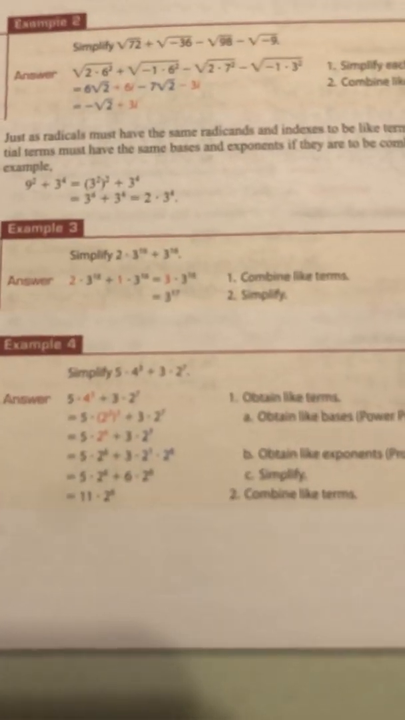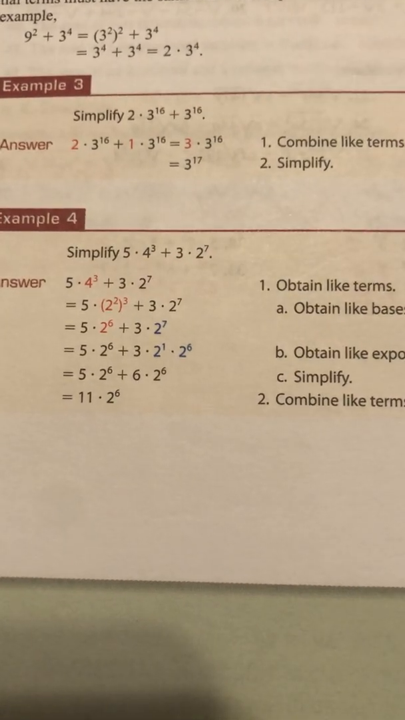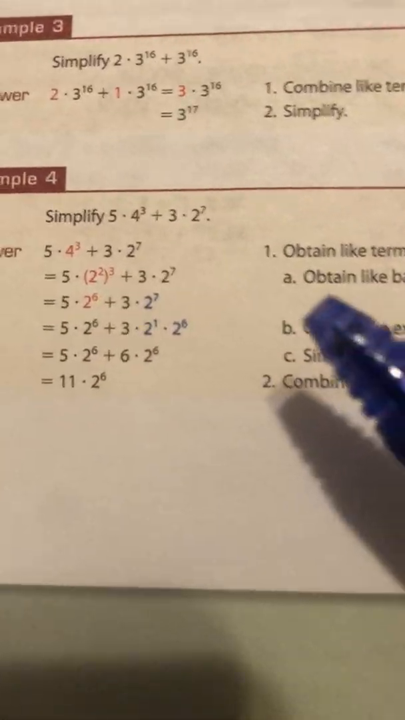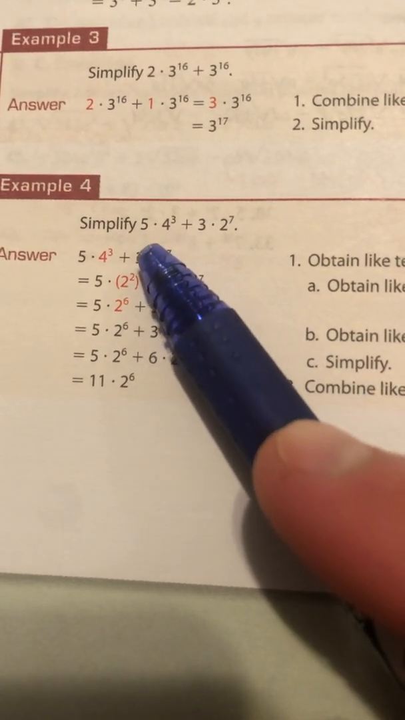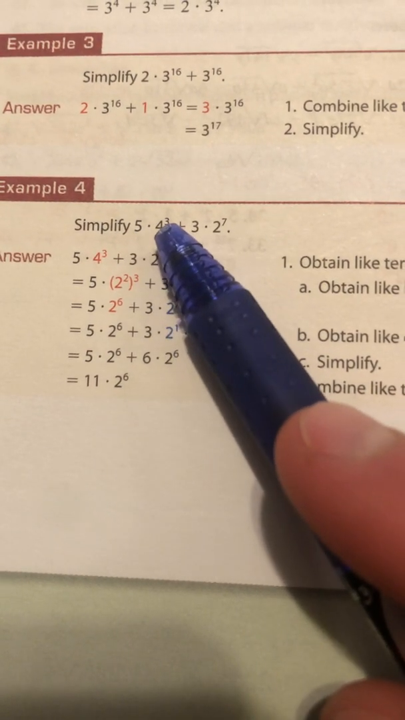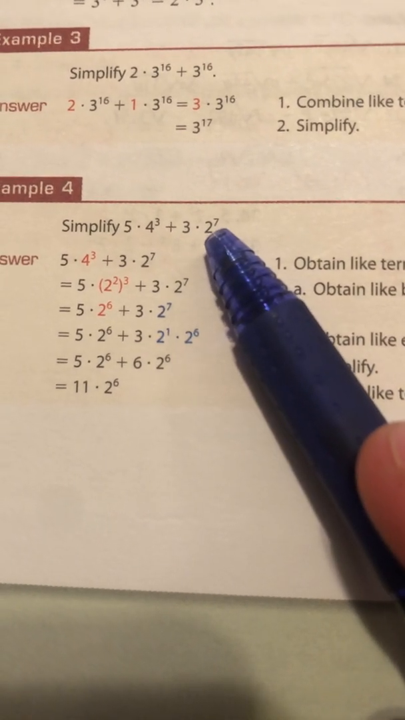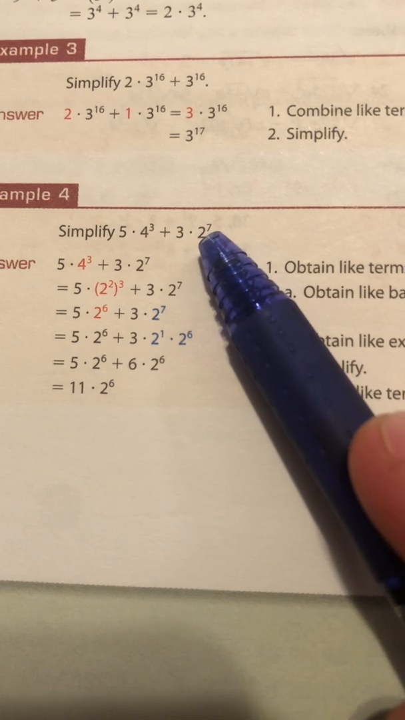All right, let's check out example 4. In example 4, we're trying to do the exact same thing. One thing I want to focus on in example 4 here is you have 5, no exponent, 4 to the exponent of 3, 3, and 2 to the exponent of 7.